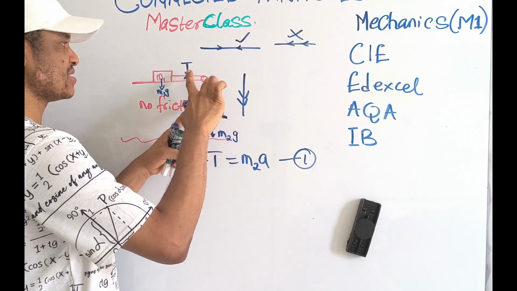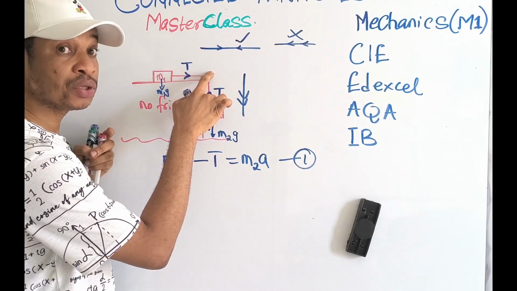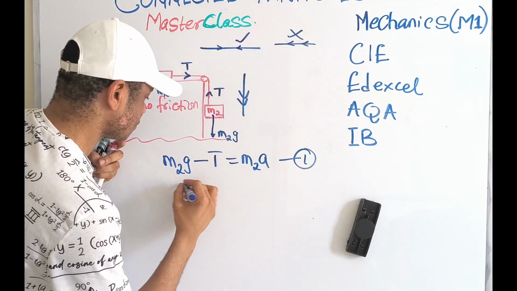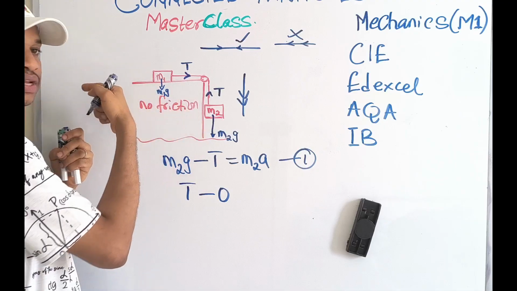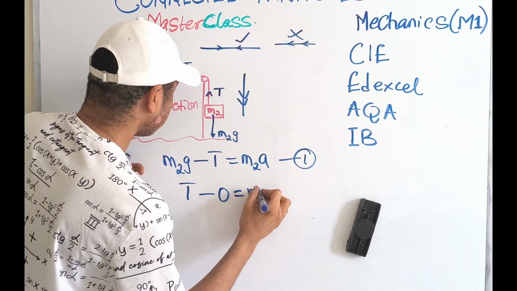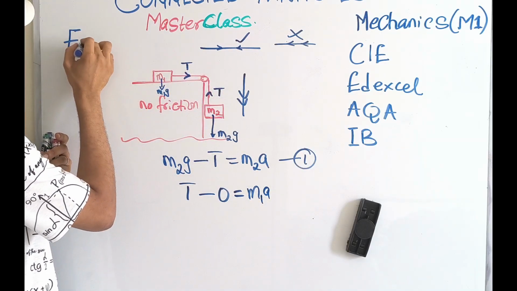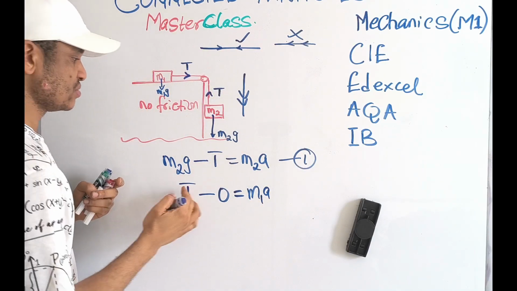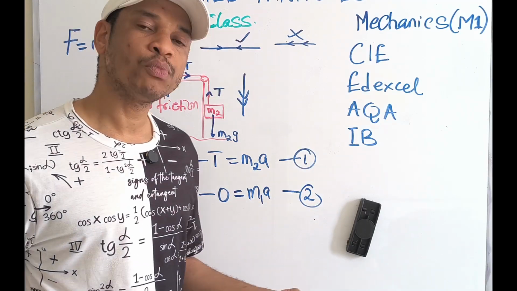Now, for this, this is where everything stops. For this, this will be T minus, there is no friction. So it's like 0. There's nothing hindering it from moving. It's equals to m1a. So you see, we're just using F equals ma. So this is the same thing as T equals m1a.